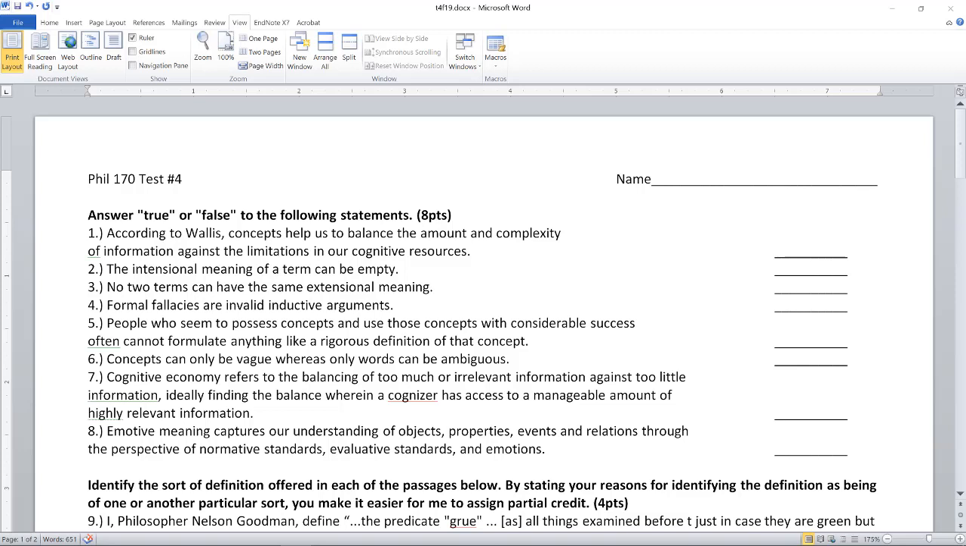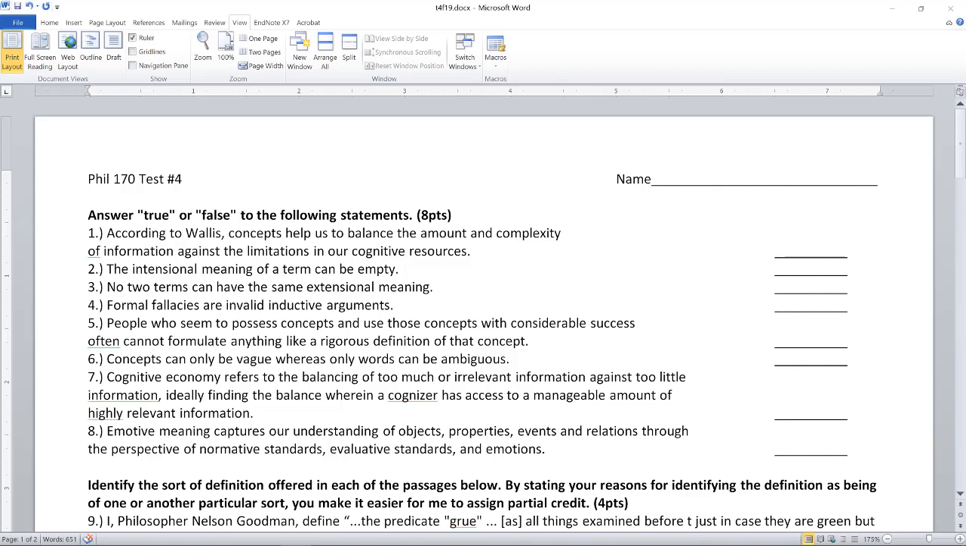false. Formal fallacies are invalid inductive arguments. A formal fallacy is an invalid argument, that's true, but invalid is an evaluative term that applies only to deductive arguments, not to inductive arguments. And so formal fallacies are invalid deductive arguments. So number 4 is also false.